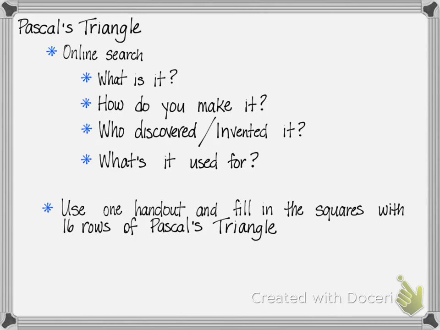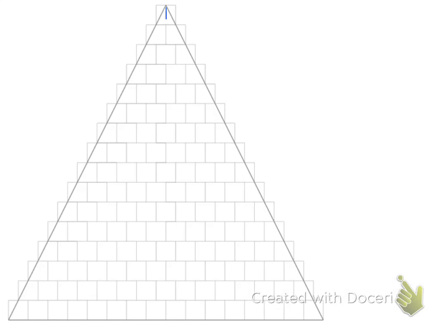Then you're going to take one of the handouts, the first handout, and I want you to fill in the squares with 16 rows of Pascal's triangle. So you're going to fill it in something like this, and I'm not going to go on. You can look up those patterns online and you'll figure out how to do all 16 rows.